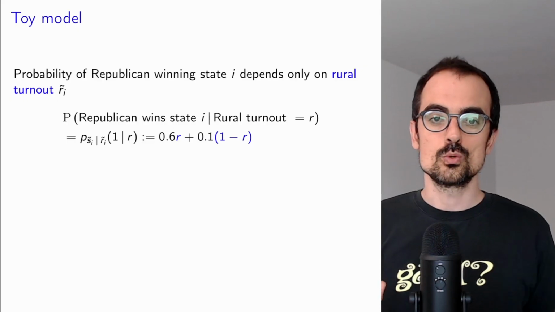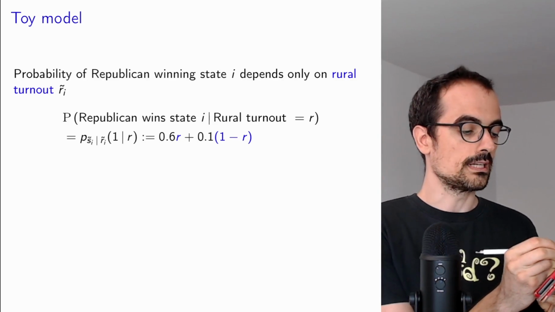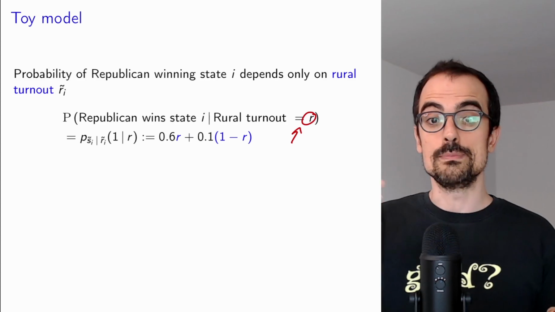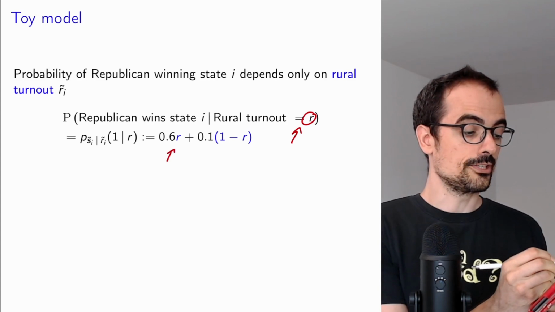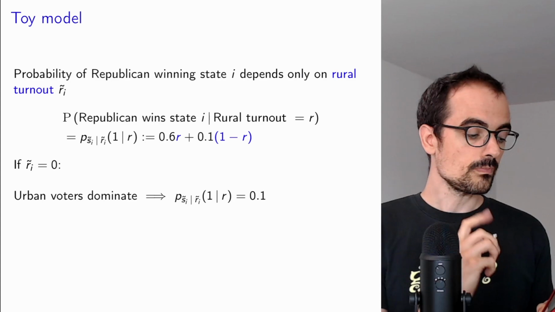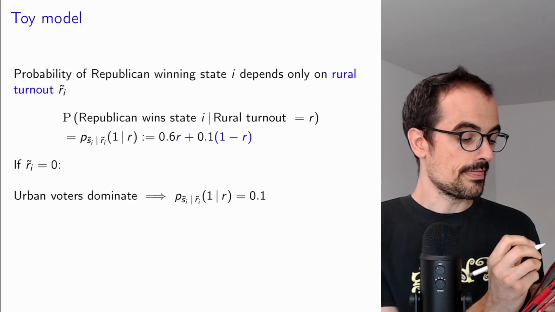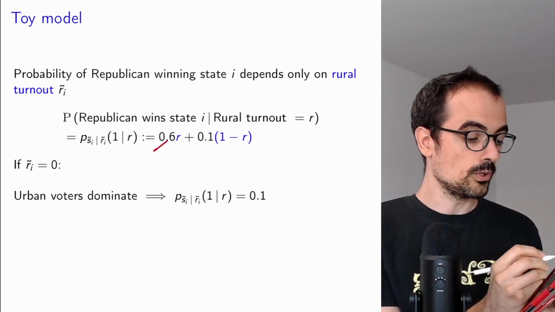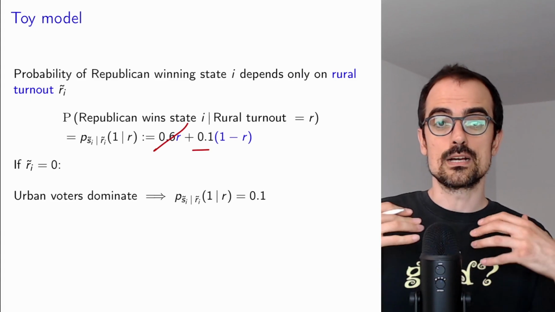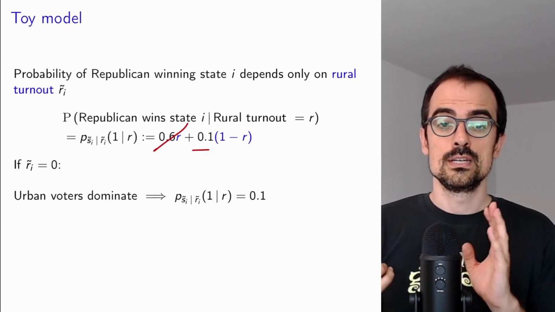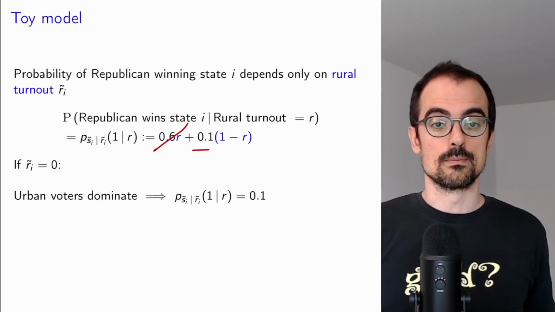Anyway, in our cartoon example, the probability that the Republican wins state i when the rural turnout is equal to R, a value between 0 and 1, is given by this formula: 0.6 times R plus 0.1 times 1 minus R. Notice that when the rural turnout in that state is equal to 0, the first term is equal to 0, and we're left with 0.1. So the probability of the Republican winning when the rural turnout is very low is also very low, because rural voters tend to support the Republican.